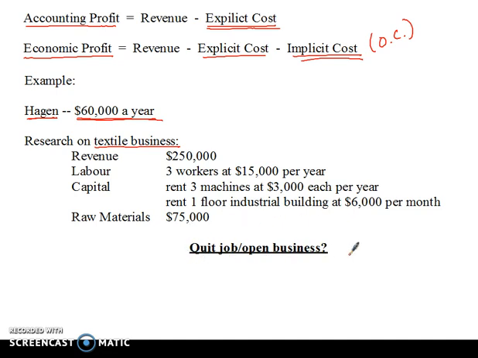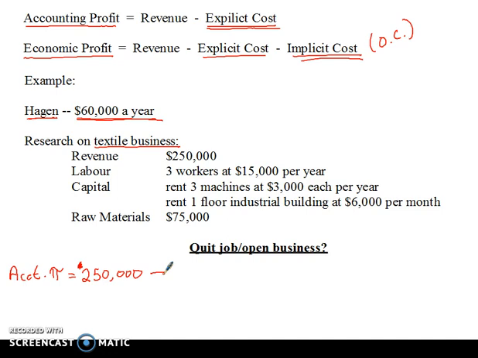What should I do? To think about this, we're just going to use this as a way of calculating accounting and economic profit. So let's do accounting profit first. My accounting profit, pi means profit, is going to be my revenue, which I estimate to be $250,000 per year. So let's pretend that that's true. $250,000 minus my explicit costs.